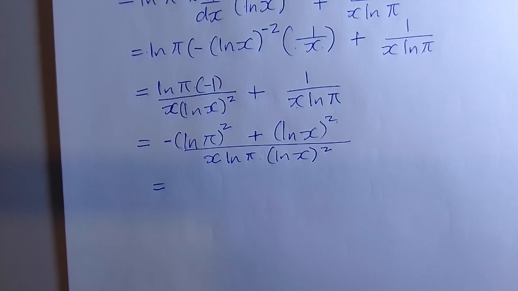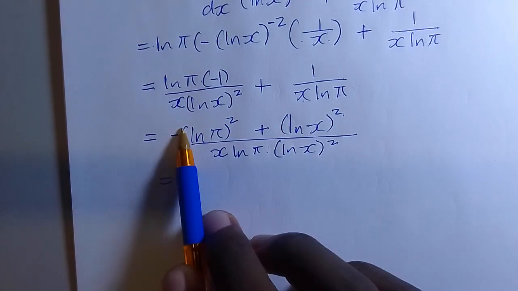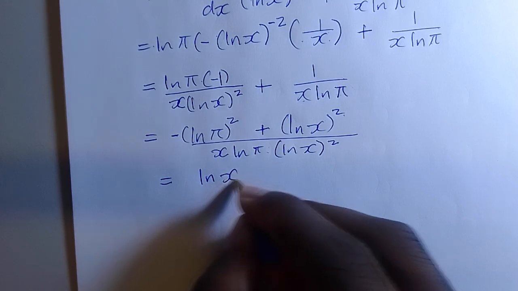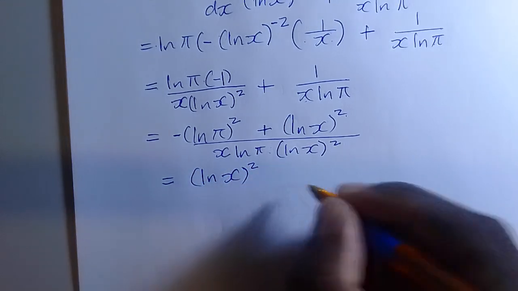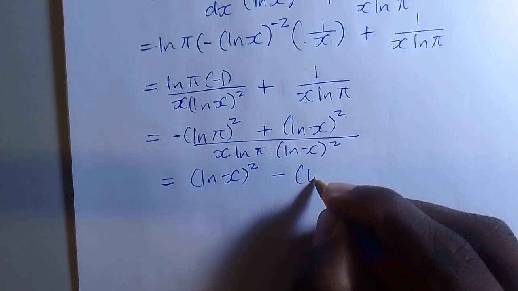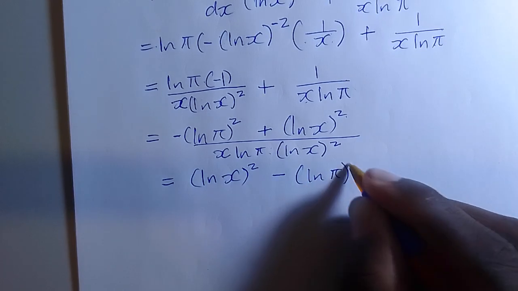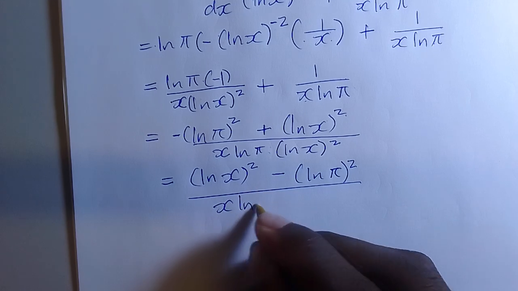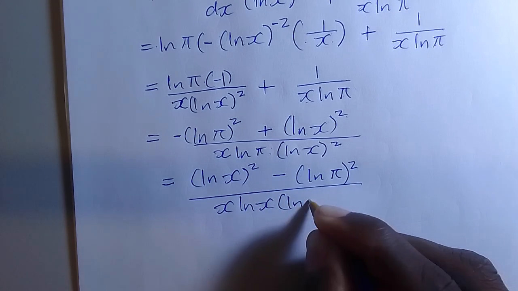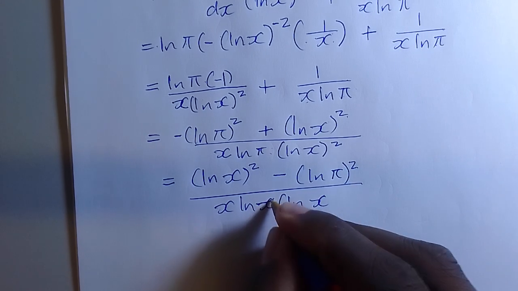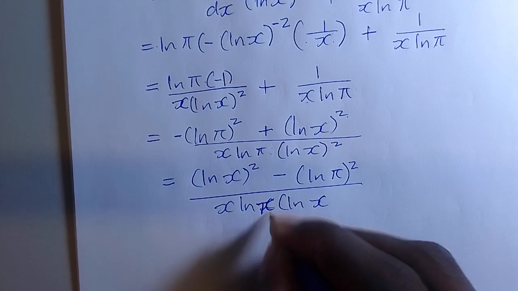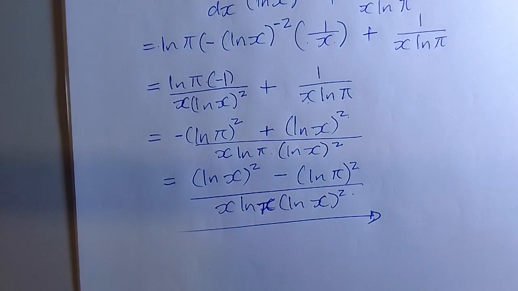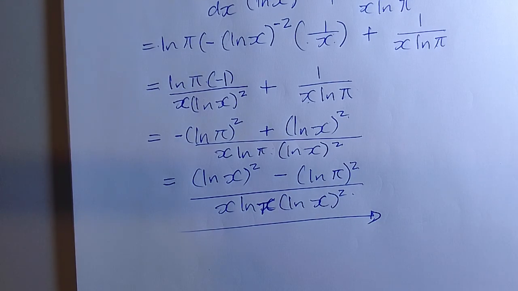Now for good looks, I'm going to put this on the front and put this on that side. I have ln x all squared minus ln pi all squared divided by x ln x. Shoot, this is ln pi, sorry. This is x ln pi ln x all squared. And that's our answer. That's our final answer.